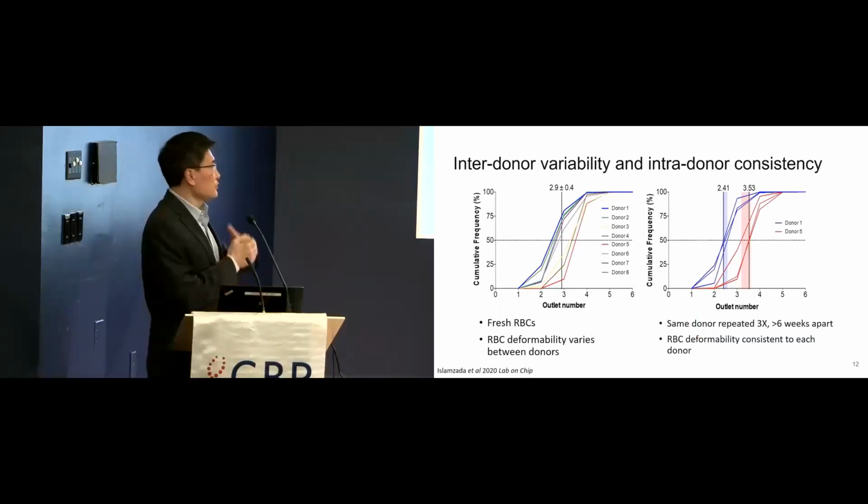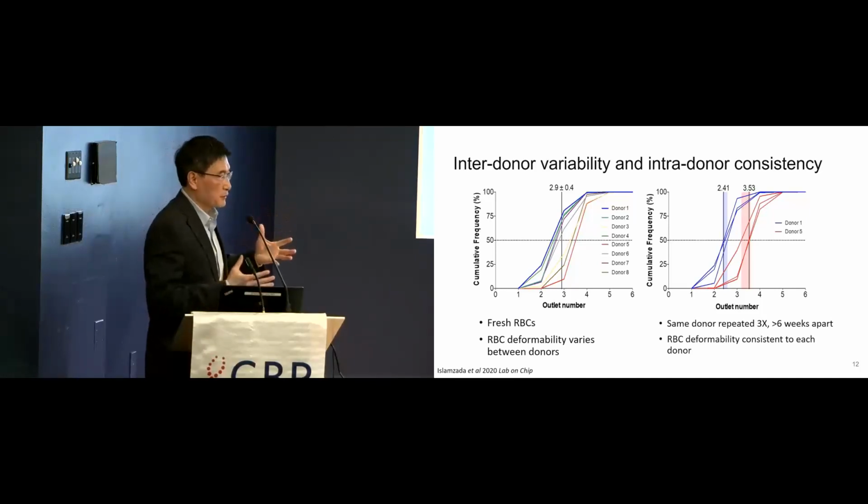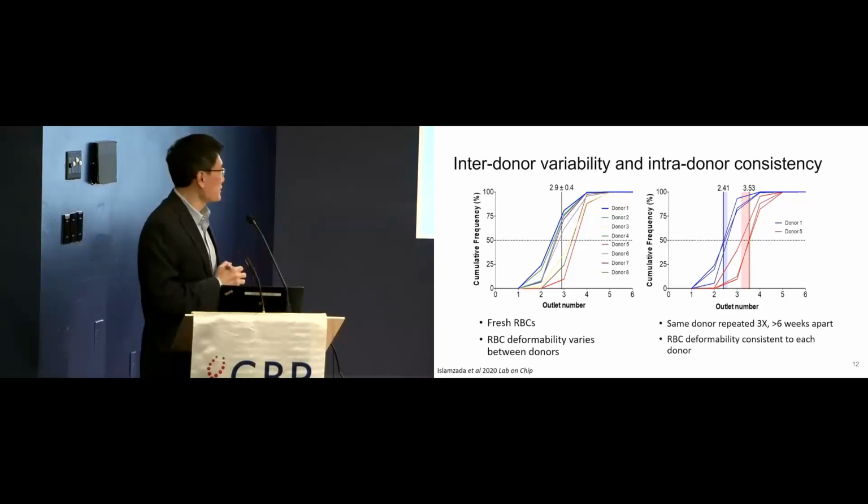So then we use this to measure different donors. Of course, we start with just donors in the lab, and we see, interestingly, that there are people with different levels of different deformabilities. Anecdotally, it seems like the athletic people seem to have more rigid cells, which would kind of make sense.